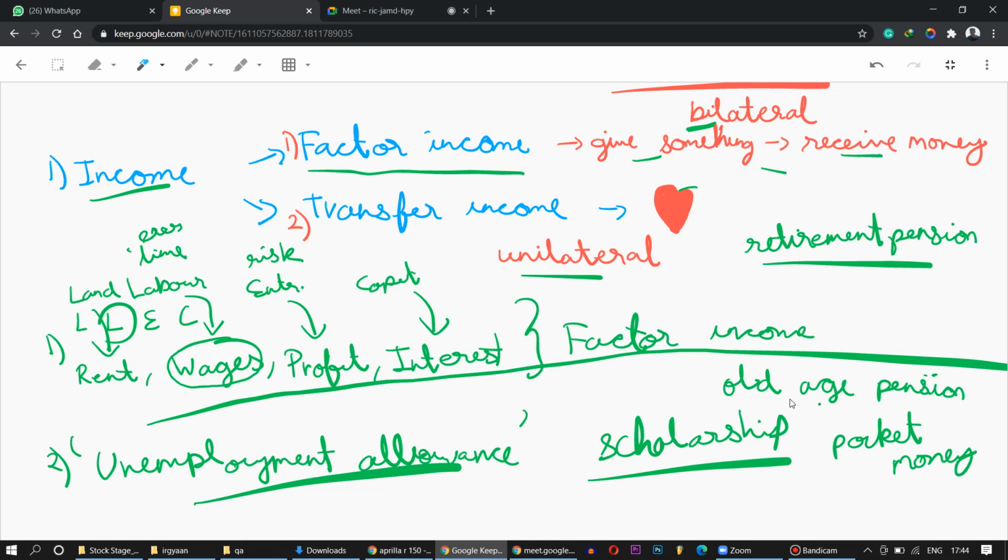Also, transfer income is generally for the weaker section of society. And this always has monetary value. I can't come and say I'm giving you a TV for free, like the chief ministers of states. No, that won't come under transfer income exactly. It has to be direct money.